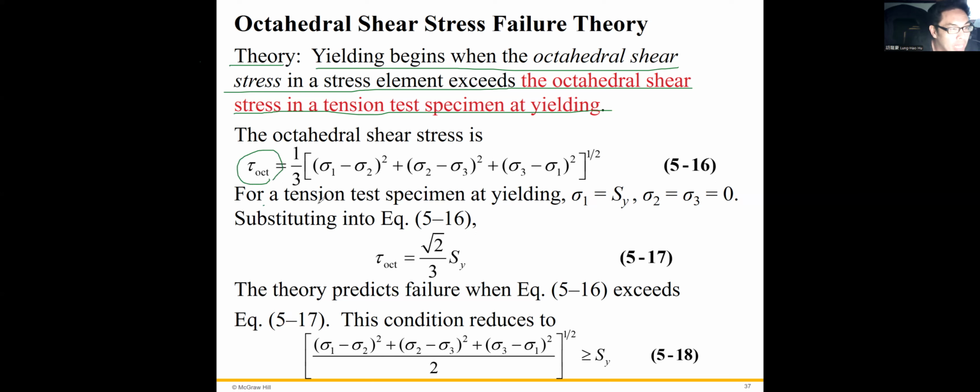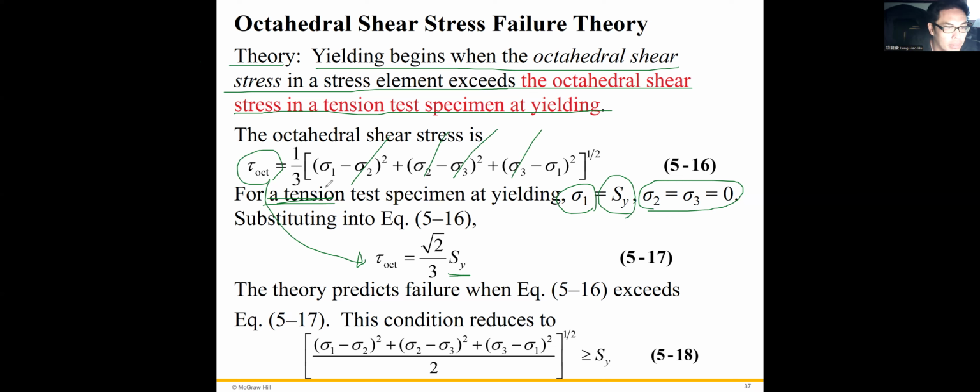So this is what we define as the octahedral shear. Then we use the tension test specimen at yielding to define the octahedral failure theory. Say sigma 1 equals the yielding stress and sigma 2 and sigma 3 equal 0. Then we get the octahedral shear equals square root of 2 over 3 times the yielding stress.